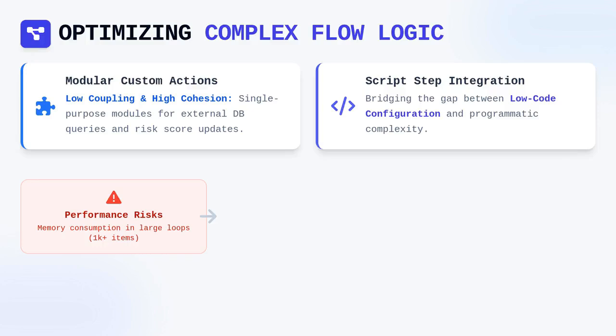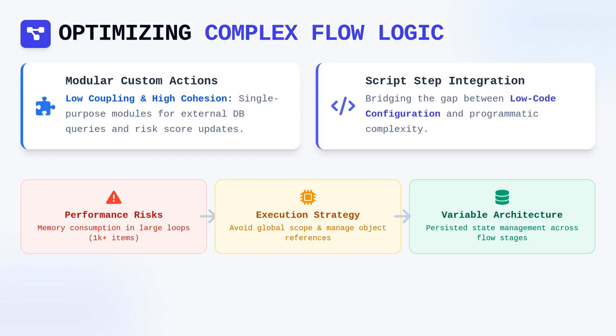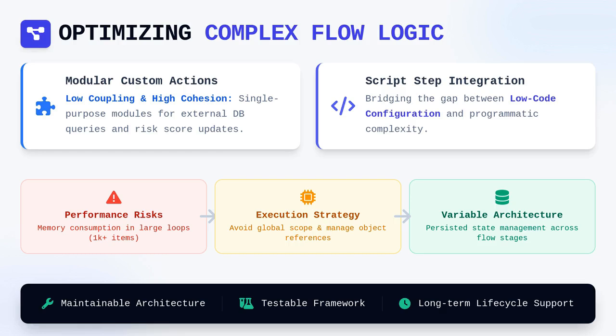When writing these scripts, one must be cautious about the global scope and ensure that our data transformations within multi-stage loops do not inadvertently degrade engine performance. A loop processing thousands of vulnerable items can quickly consume available memory if we are not careful about how we handle collections and object references. We need to implement flow variable architectures that persist data across different stages of the flow, allowing for clean state management without relying on static global variables. This design pattern ensures that our architecture remains maintainable and testable over the long life cycle of the vulnerability program.